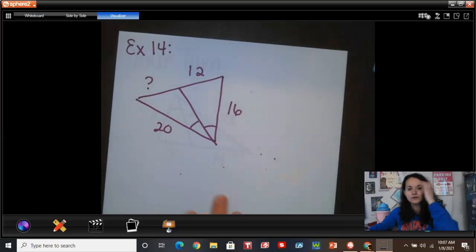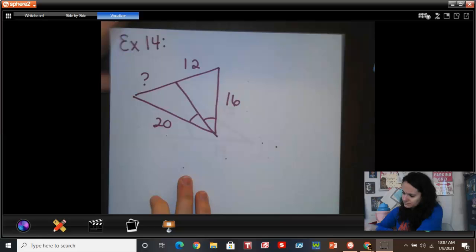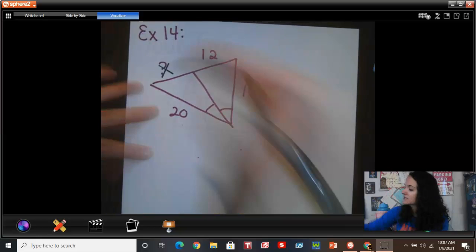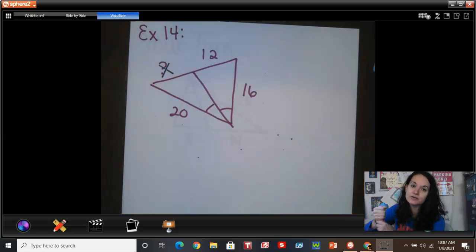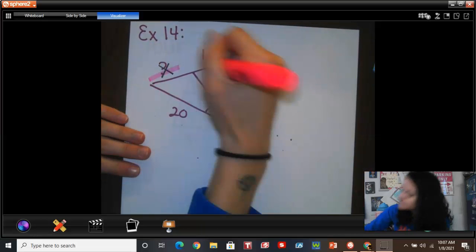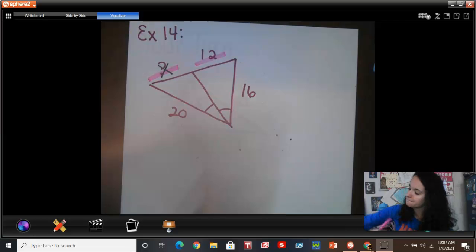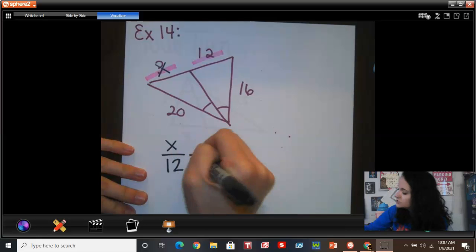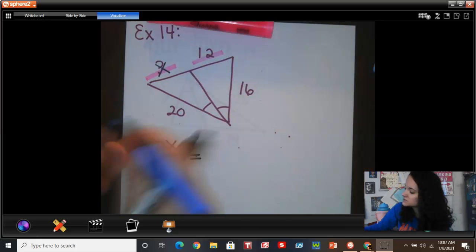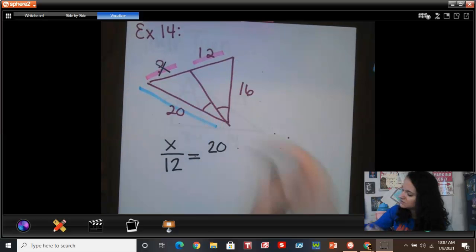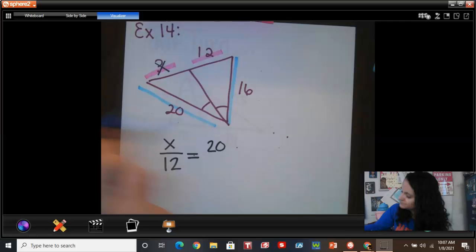Next. All right, so this should be our last one. It is. It's our last example, and you'll have your last your turn. Here's our X. Okay, so again, we're talking about the triangle and what matches up with it. So who matches up with X on the other side of our triangle? Why, 12 does. Okay? So we have X over 12 is equal to, well, who's on the side with X? 20 is. And who matches up with 20? 16.